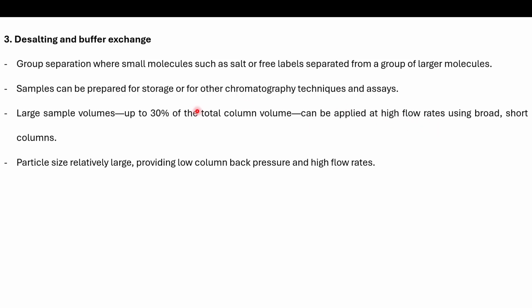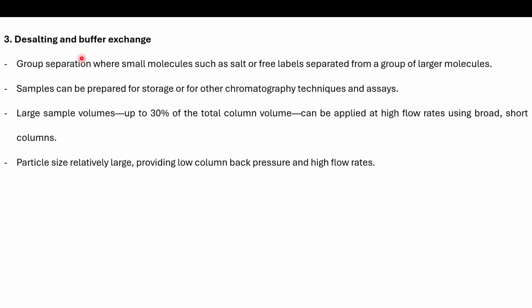Large sample volumes, up to 30% of the total column volume, can be applied at high flow rates using broad, short columns. Particle size is relatively large during desalting and buffer exchange, providing low column back pressure and high flow rates. So for SEC, we saw that we have to keep the flow rates a little low, but for desalting there are specific columns which remove the salts.